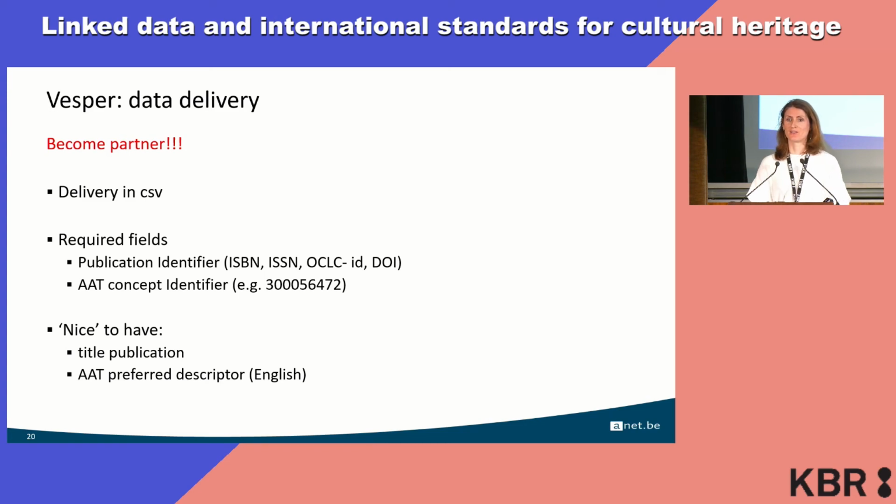So finally, I really would like to make a warm call to become a partner of this project. Delivery of data is quite easy. It's through CSV formats, and the really required fields are, of course, the identifiers of the publications and the identifiers of the AAT keywords. Next slide.